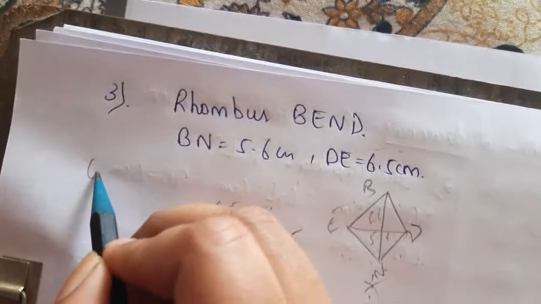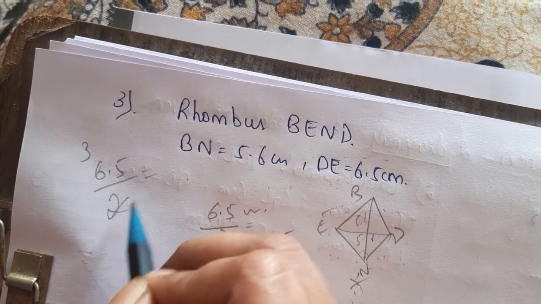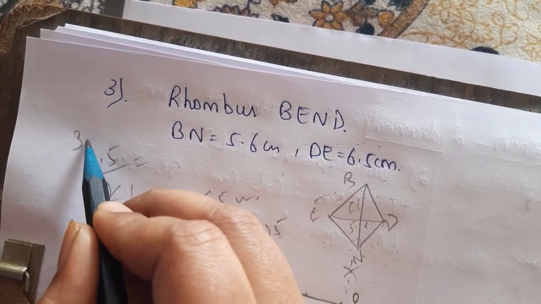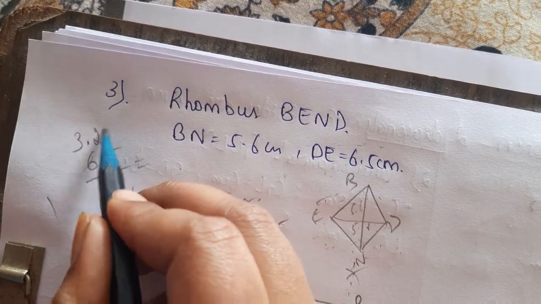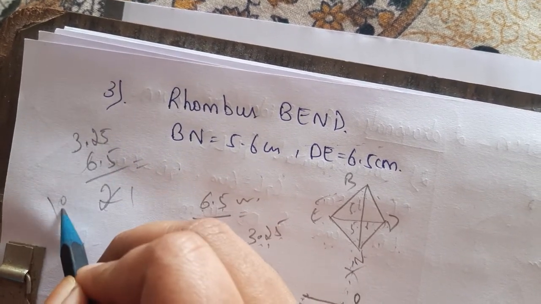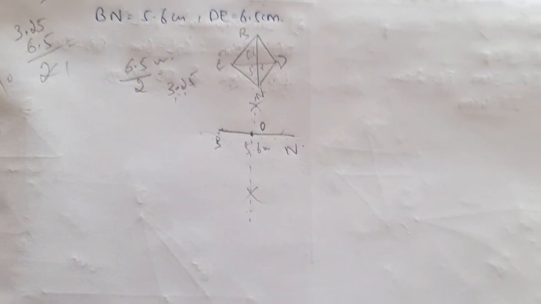If you divide 6.5 by 2, children, 2 1s are 2, 2 3s are 6, point, as it is. 2 2s are 4, that means 1 remaining. 2 5s are 10, take the 0 after the decimal point. Thus you get 3.25 centimeter.